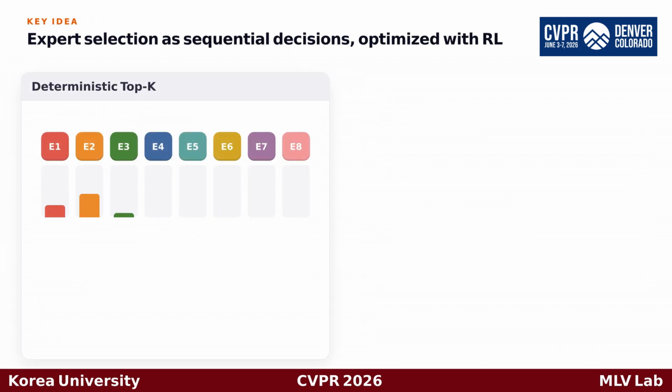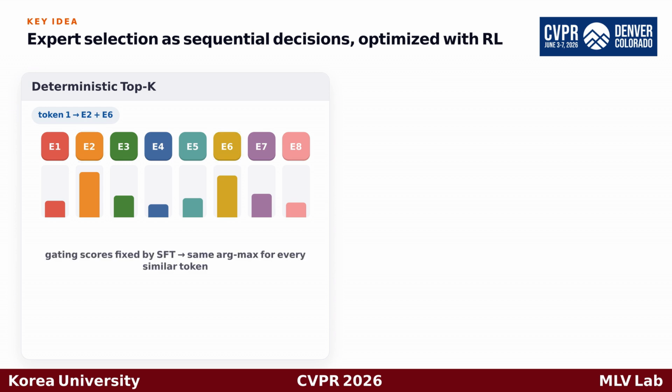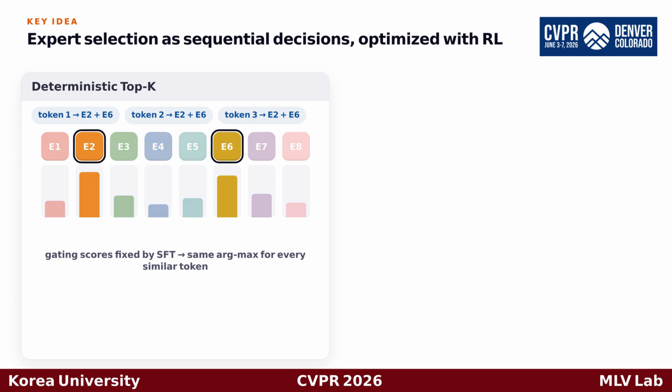Our key idea is to treat expert selection as a sequential decision-making problem and optimize the routing policy with reinforcement learning. Let's compare the two behaviors. On the left, deterministic top K, token after token. The router picks exactly the same highest scoring experts. 6 of the 8 experts are almost never selected.